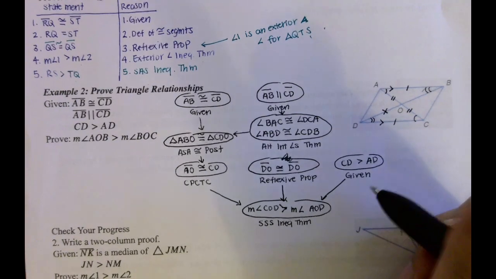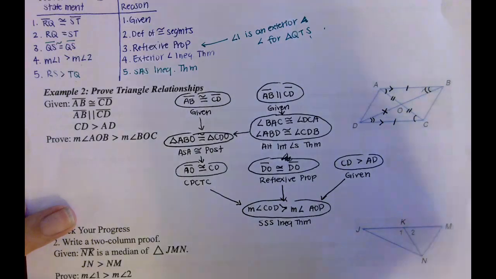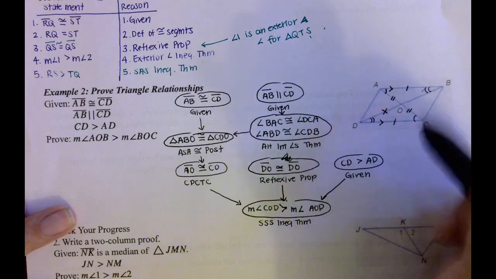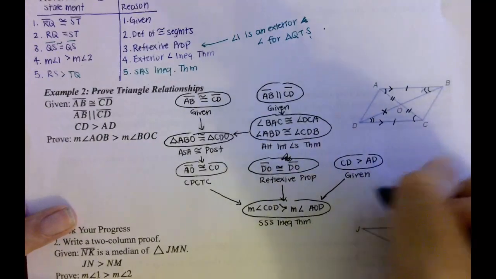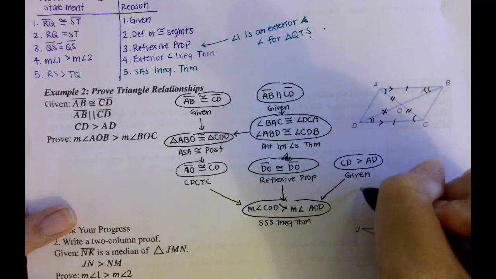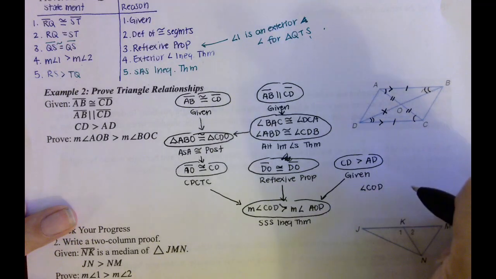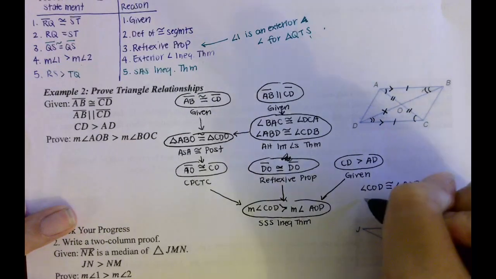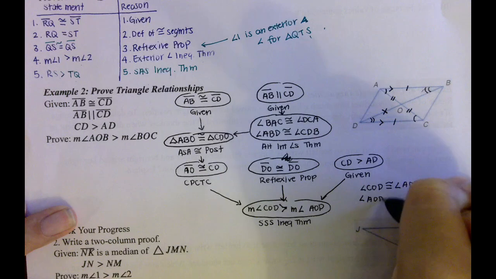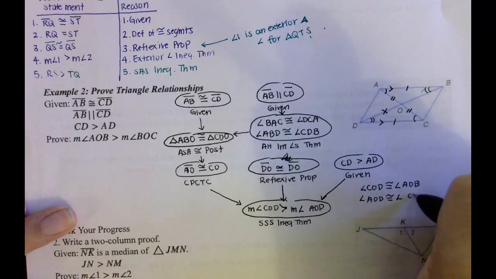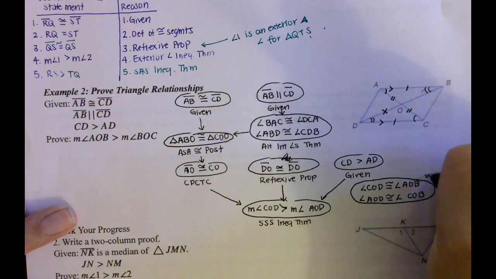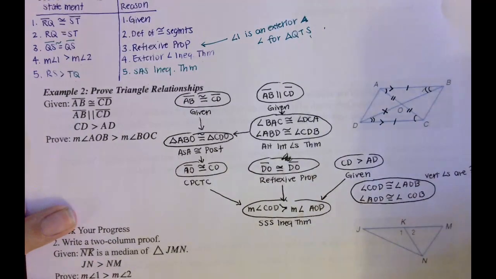Then what we're going to do is we can talk about the angles being congruent. So here, this angle and this angle are vertical angles, so then they're going to be congruent to each other. So angle COD is congruent to angle AOB. Likewise, angle AOD is congruent to angle COB. I can't fit it all, so vertical angles are congruent, or vertical angle congruence theorem.